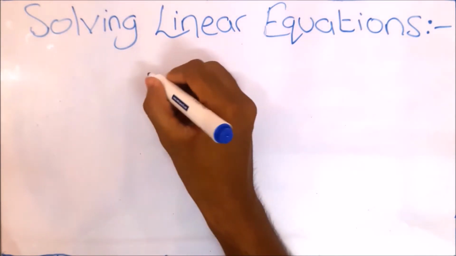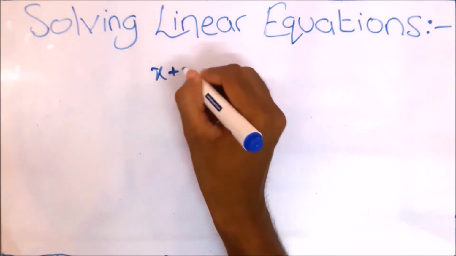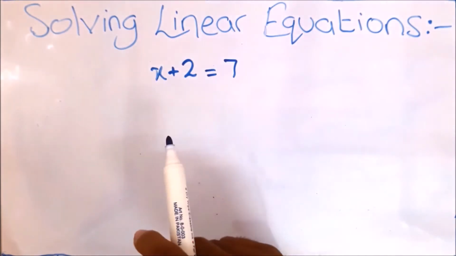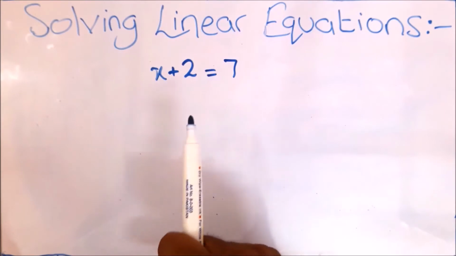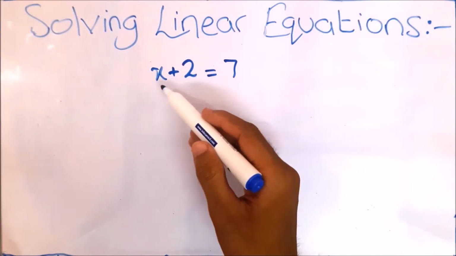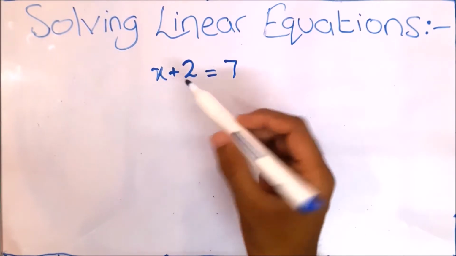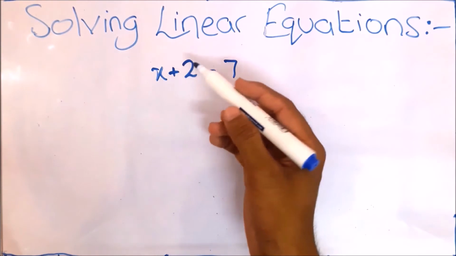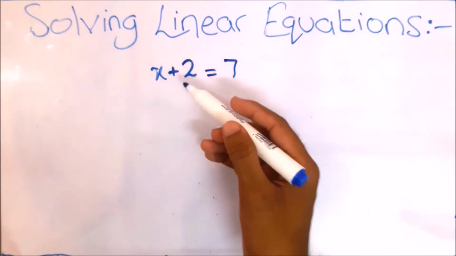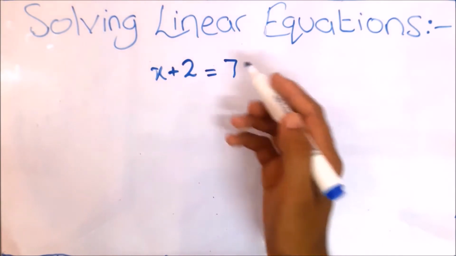Let's take x plus 2 is equal to 7. While solving linear equations, our first aim is to isolate x. Get this x alone on one side. So to get this x alone, we need to get rid of this 2. Here 2 is adding with x, so we will subtract 2 on this side and subtract 2 on this side as well to make it even.